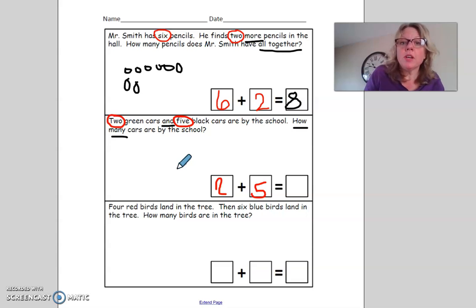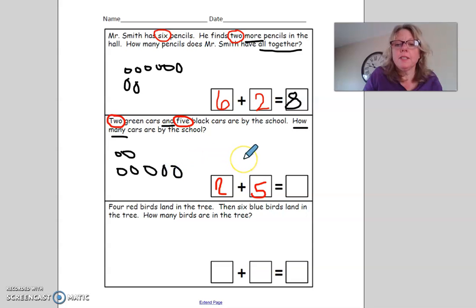Remember, I can draw a picture. My picture doesn't have to be fancy. Notice I just used circles up there. So first I started with 2 cars, 1, 2, and now I added 5 more. 1, 2, 3, 4, 5. How many cars are at school? 1, 2, 3, 4, 5, 6, 7. My sum is 7. 2 plus 5 equals 7.